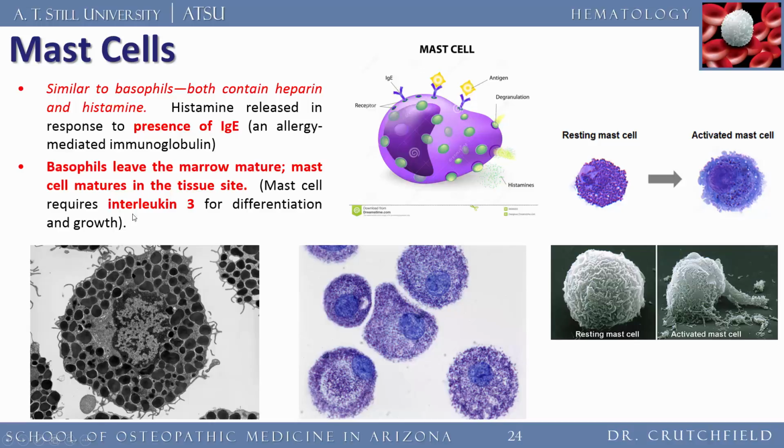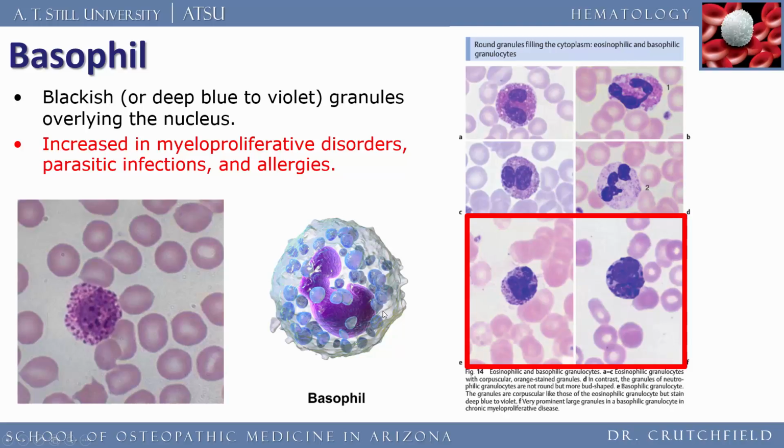The basophils leave the marrow mature, whereas the mast cells mature in the tissue site. So next slide, which is the basophil, they leave mature. These guys have to go out and get activated. So these mast cells need to get activated, and interleukin-3 does that.